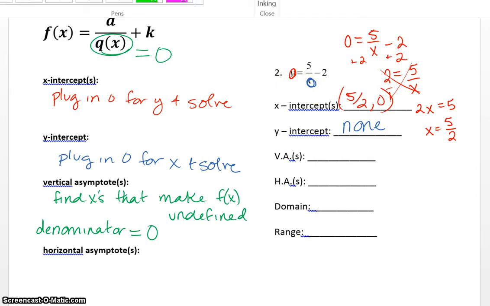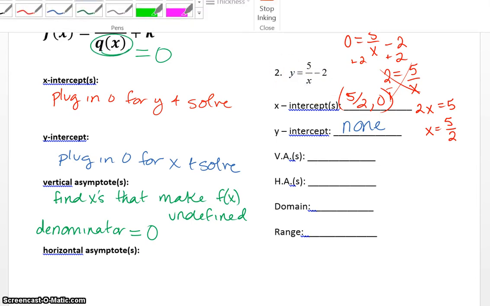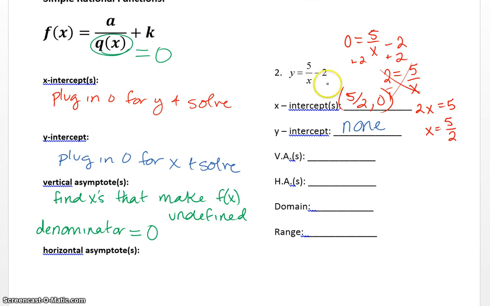So on number 2, if we let the bottom equal 0, that's just going to be x equals 0. Okay? So if we set this equal to 0, we just have x equals 0. So our vertical asymptote is x equals 0, which makes sense and goes along with our y-intercept that we found, that x can't be 0. So that's an asymptote. That's where the graph won't touch.